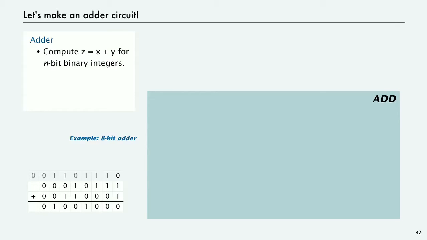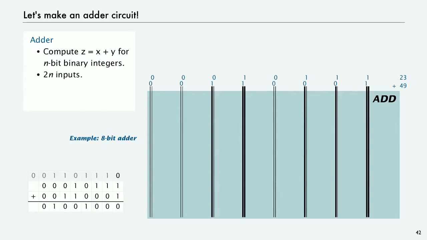So this is 0, 0, 0, 1, 0, 1, 1, 1. That's 16 plus 4 plus 2 plus 1, which is 23. And then the other one is 32 plus 16, 49. So 23 plus 49 is 72. That's what we're trying to compute here.